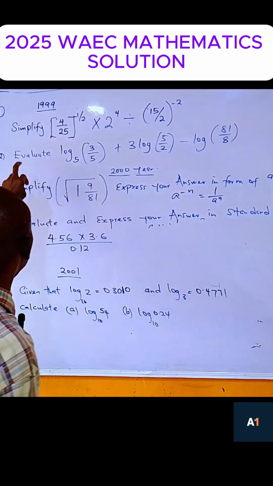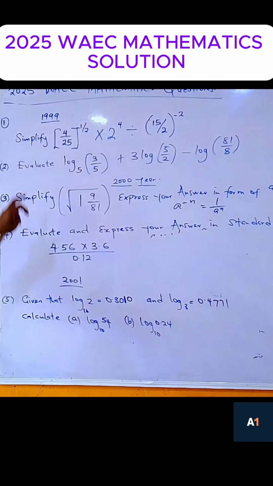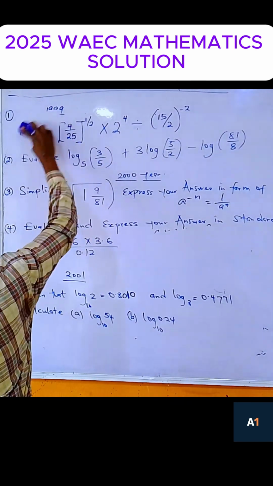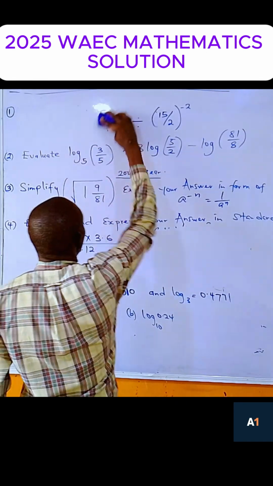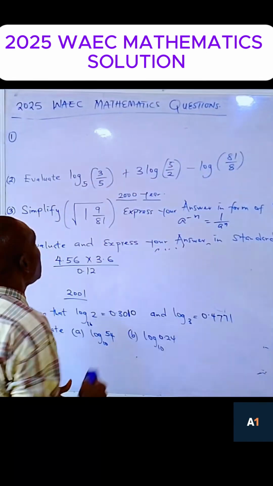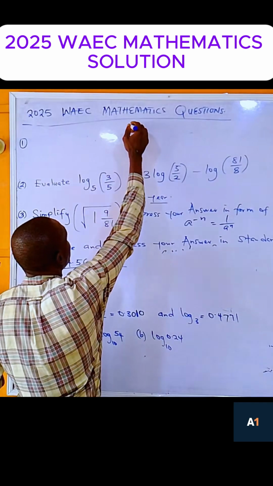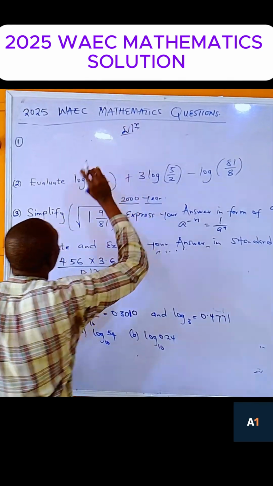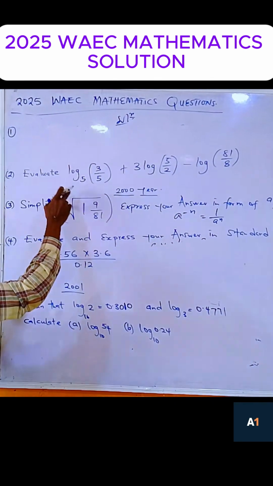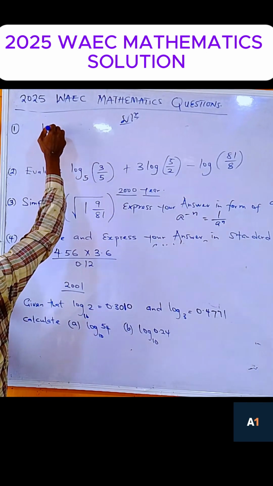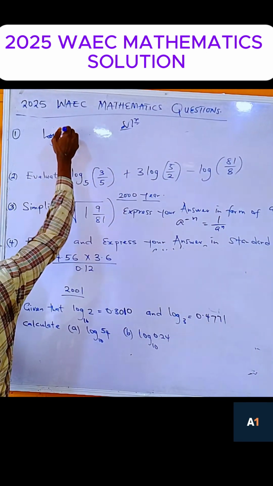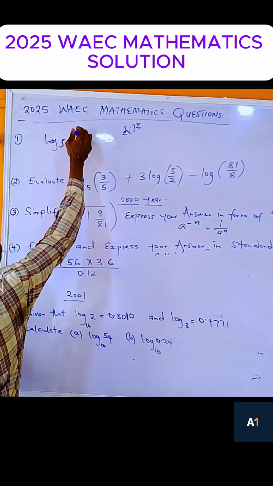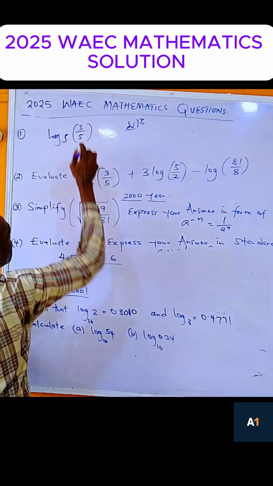Now let's move to this one. You have to evaluate this. So let me start from this. You have to evaluate this one, the available space. So now, solution for this, you have to evaluate this one. We also use the law of logarithm here. So we have log 5 then 3 over 5 for this.